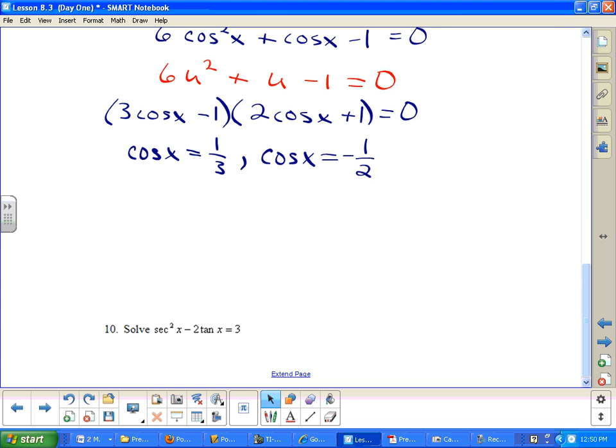Is positive 1/3 on our unit circle? No. Okay, how about negative 1/2? Okay. I think that is, isn't it? Okay, so x equals what? When does cosine equal negative 1/2? 4 pi over 3 and 2 pi over 3.